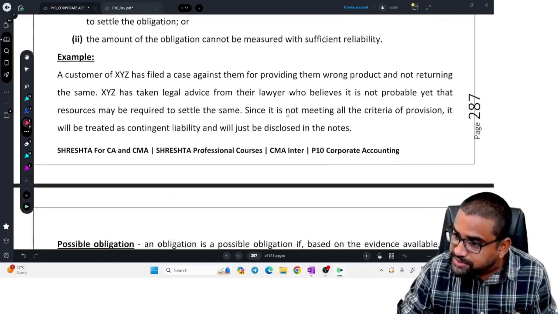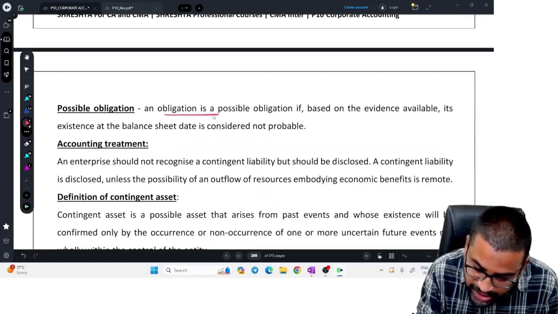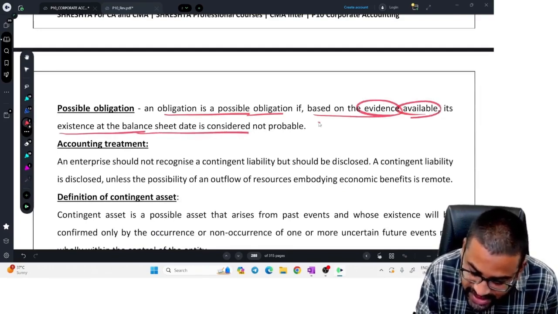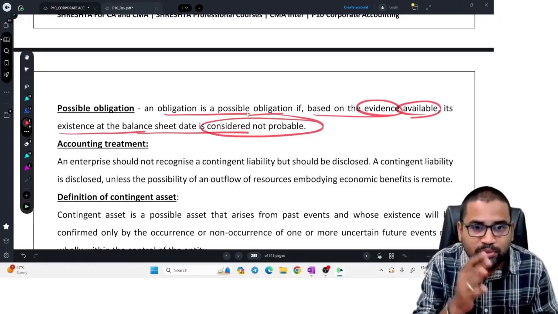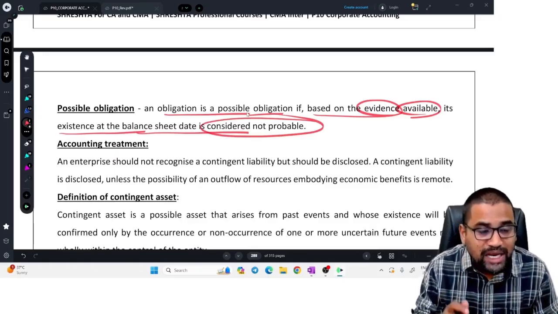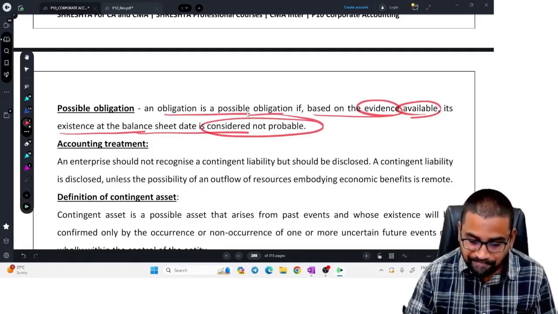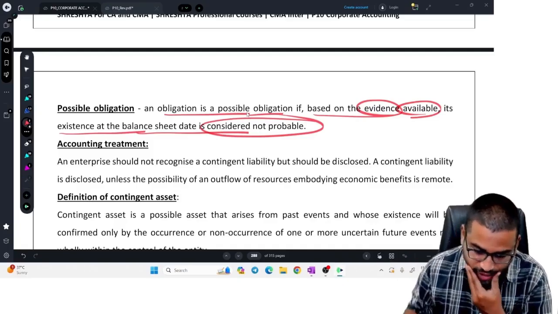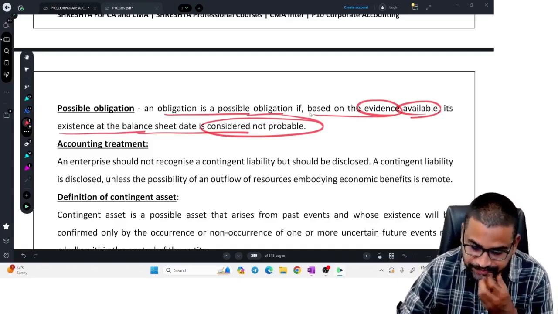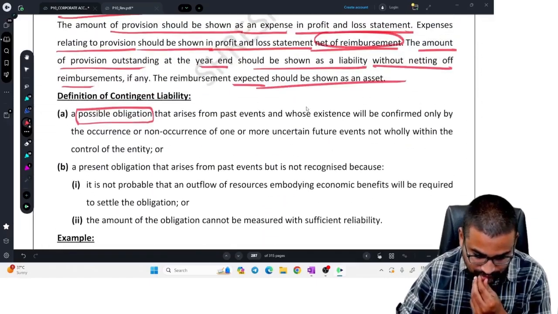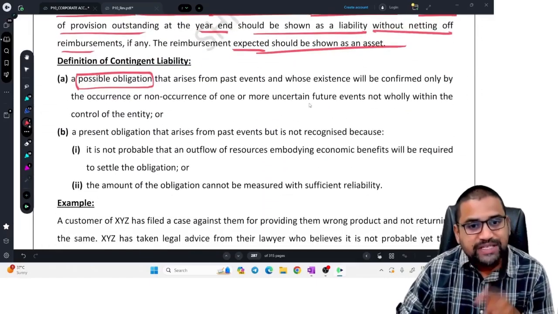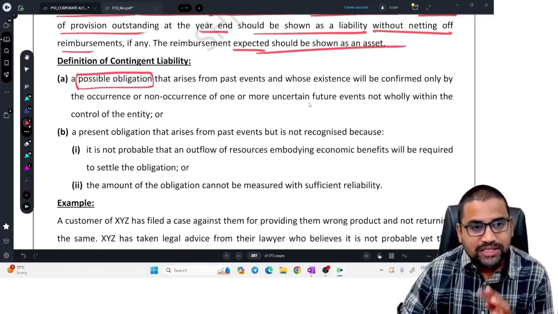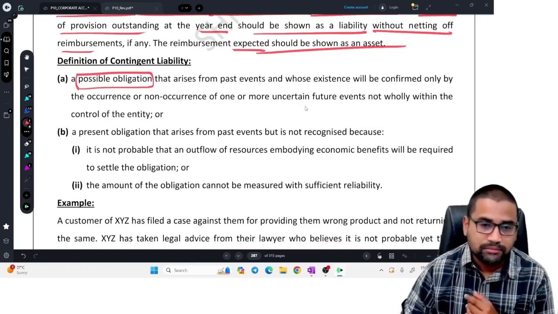See, what is possible obligation has been actually given here. An obligation is possible obligation if based on evidence available, its existence at the balance sheet date is considered not probable. Not more likely. There is no present obligation. There is a possible obligation. Because if it is a present obligation, it will become a liability. That's why it is called contingent liability. So contingent liability is a possible obligation. Obligation may come.